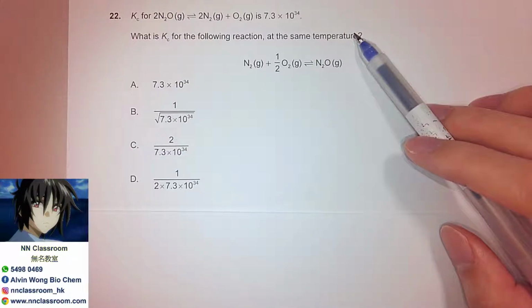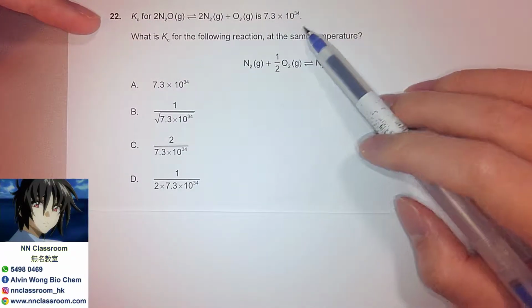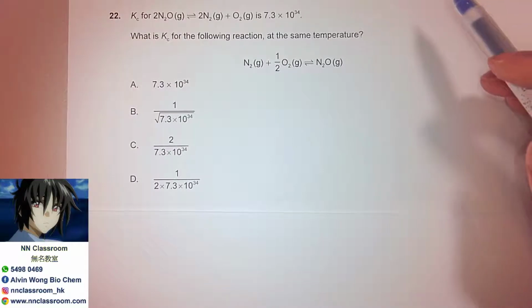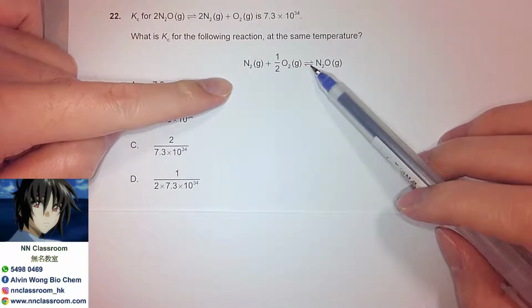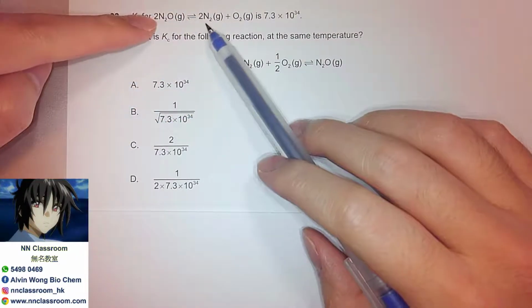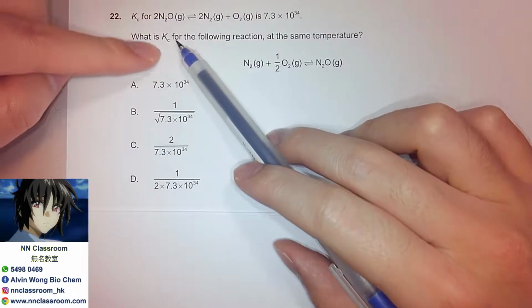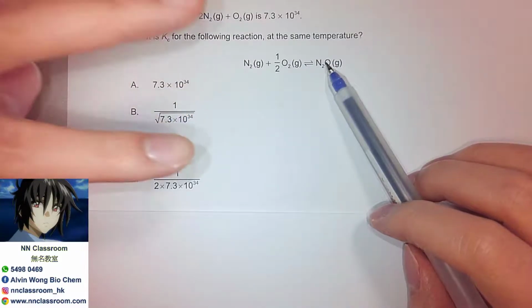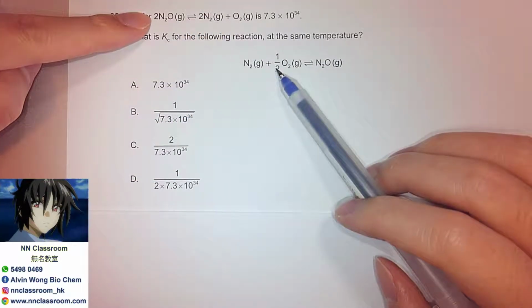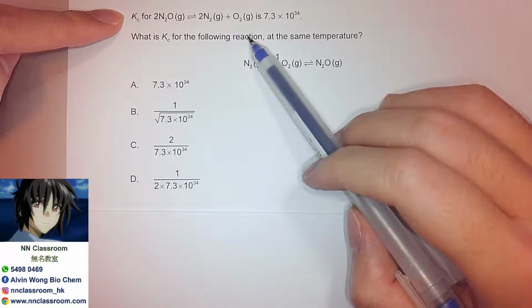Same temperature implies that we should base on the same Kc value and do some modifications, right? And as you can see, the modification is that now we have flipped the equation upside down. That means right hand side now goes to the front, left hand side now goes to the back. And also the second treatment is that the whole equation is now multiplied by half. That means times it by half, right?